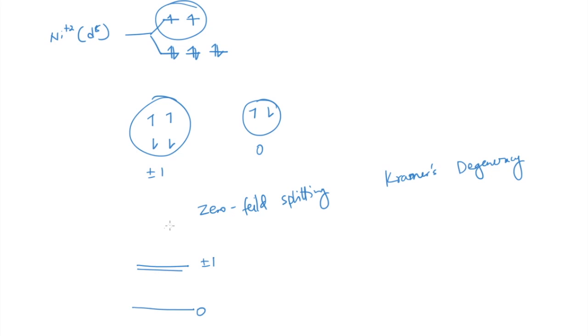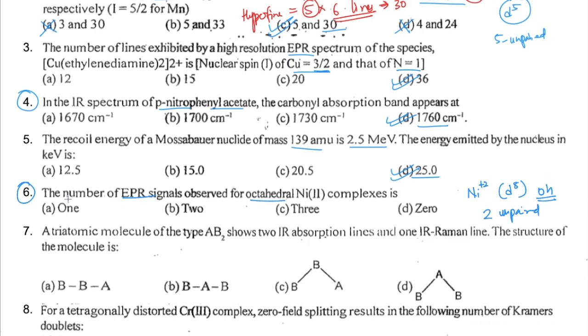So just look upon it that these are the two states which are possible. So the number of transitions which you will see over here will be just 1. So the correct answer for this particular question, which asks for the number of EPR signals, will be 1. Okay, so the answer will be option number A.